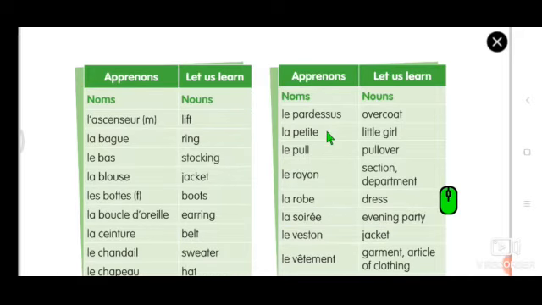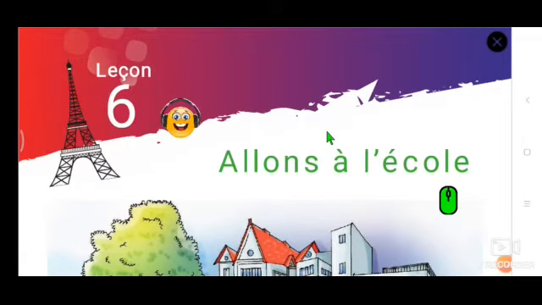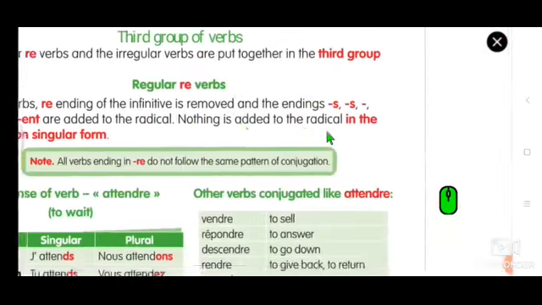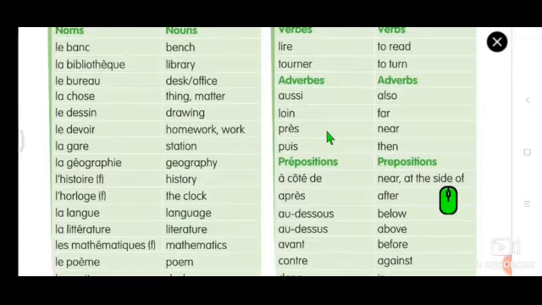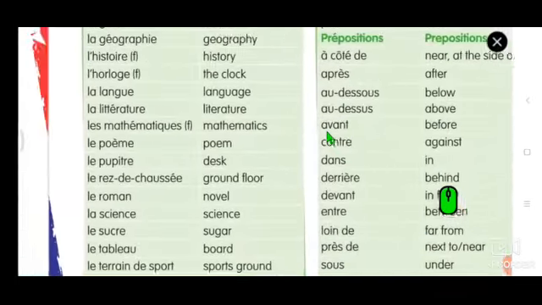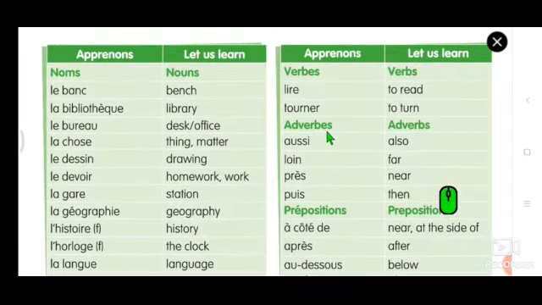Now let's go to the 6th lesson. We are now in lesson 6, Allons à l'école. Please take the vocabulary section, page number 72. Please repeat along with me.